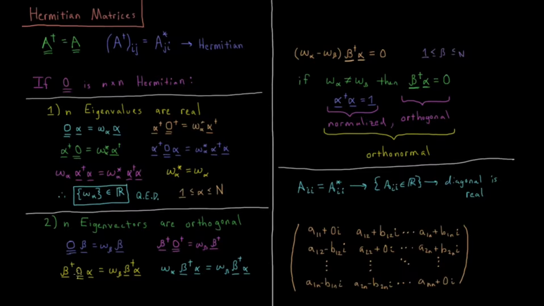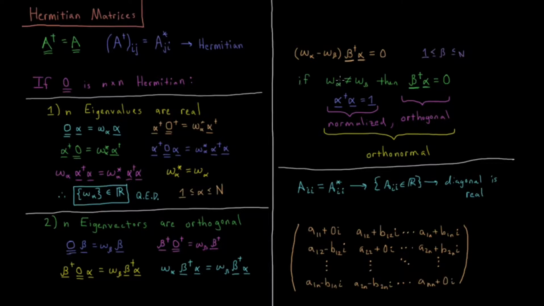All right, so what is O acting on alpha? That's omega alpha alpha. So now we have beta dagger omega alpha alpha. Omega is a constant, I can factor it out. So now I have omega alpha beta dagger alpha equals omega beta beta dagger alpha. Once again, I can move things to the same side: omega alpha minus omega beta times beta dagger alpha equals 0. And this is true for all beta and for all alpha.